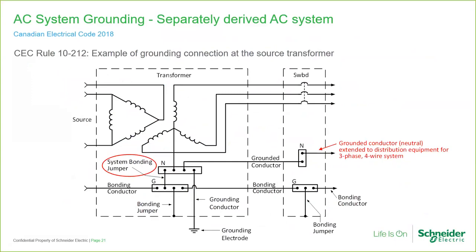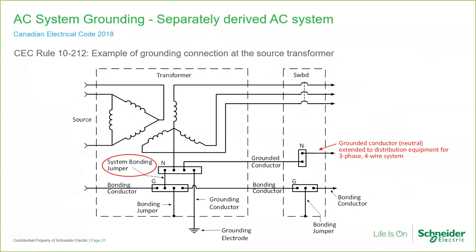This drawing shows the neutral of a separately derived system being grounded at the transformer. You can see here the neutral bus goes to a grounding electrode through a grounding conductor, and there is a system bonding jumper here. A bonding conductor, sorry, I just want to make a point here, you'll notice there are 5 wires when it's a separately derived system. We have to run a separate bonding conductor from the grounded conductor in separately derived systems.